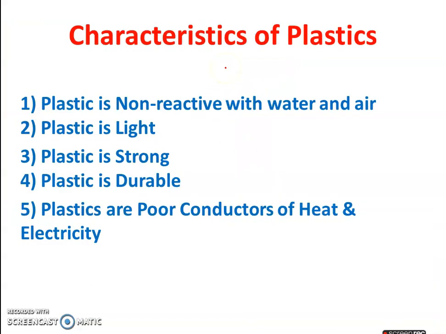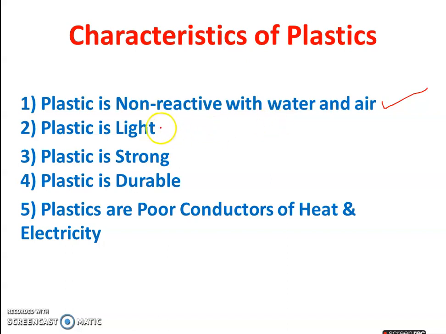Characteristics of plastic. Now we are discussing why plastic has a lot of uses, because of these properties or characteristics. Number one, plastic is non-reactive with water and air. So we can preserve our food and water in plastics. For example, at our household, the buckets are made of plastics. The food containers are also made of plastic because plastic is non-reactive with water and air.